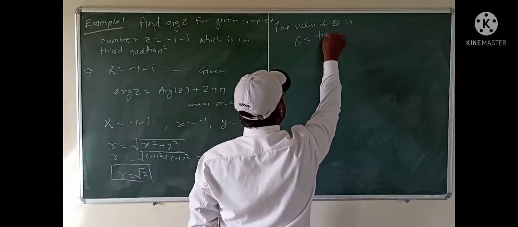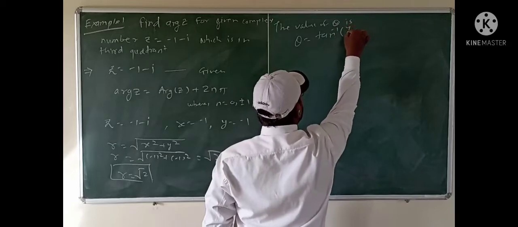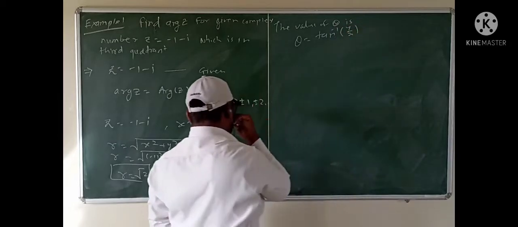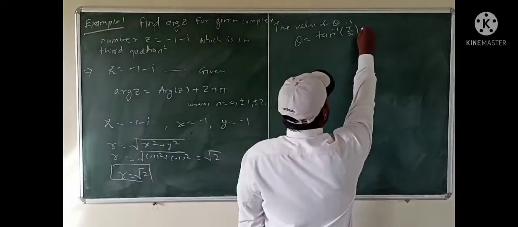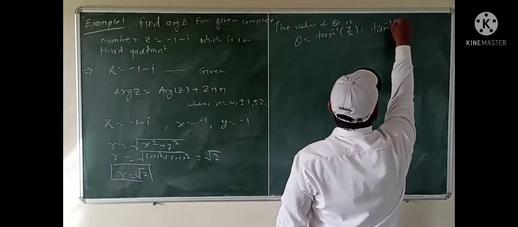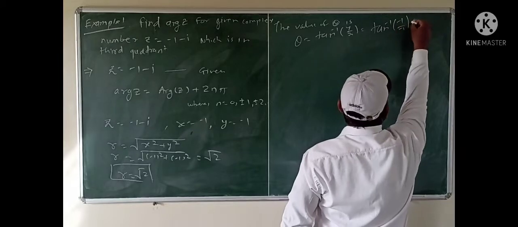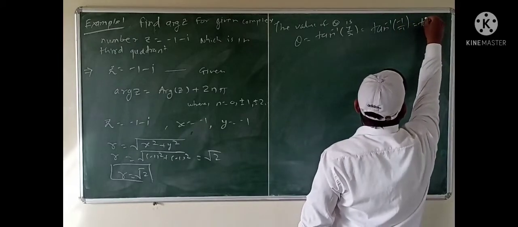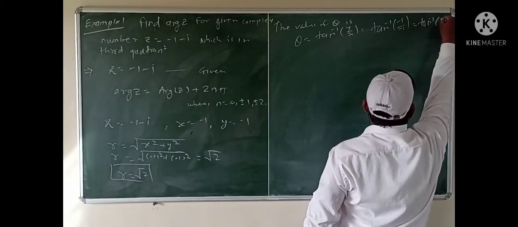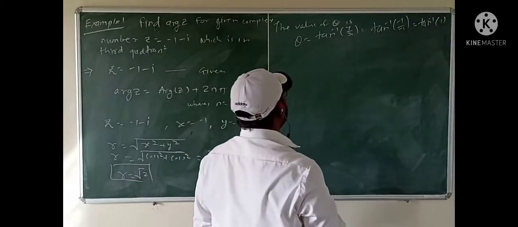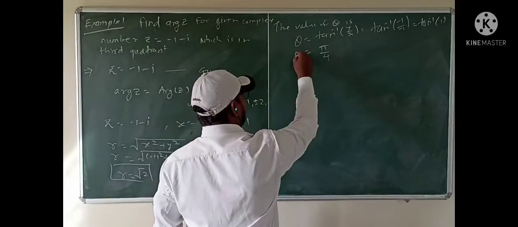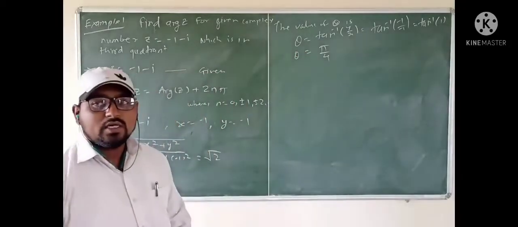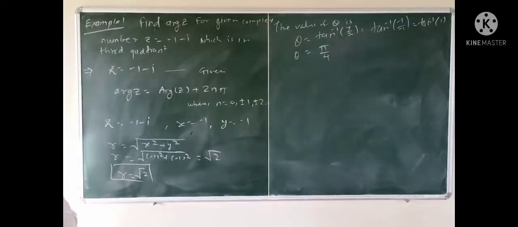Theta is equal to tan inverse of y by x. As you can see, x is minus 1, y is also minus 1. So we get tan inverse of minus 1 upon minus 1; minus and minus become positive, so tan inverse of 1. This has value of pi by 4. Okay? Theta has value as pi by 4.